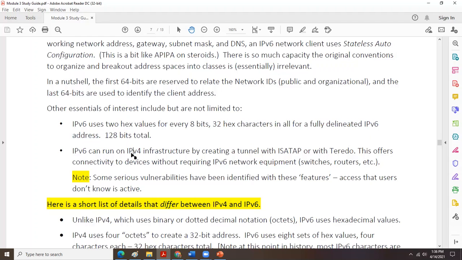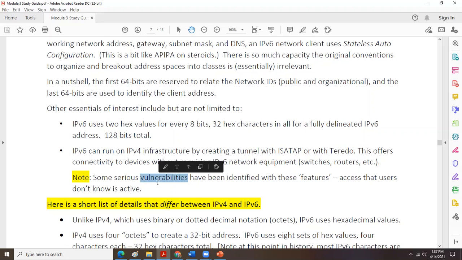IPv6 can run on top of IPv4 infrastructure. One of the adaptions they came up with 10 years ago, when nobody was running IPv6 but we needed to start, was turning on and enabling IPv6 in a lot of devices. If IPv6 is running on a system and there's no IPv6 on the router or on the network equipment, IPv6 can use IPv4 and tunnel using a pair of protocols. One's called ISATAP, and the other one's called Teredo.